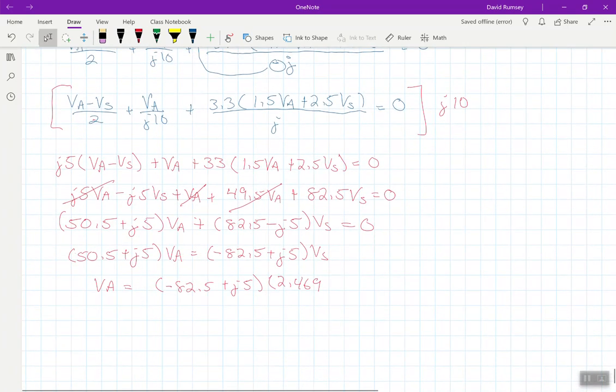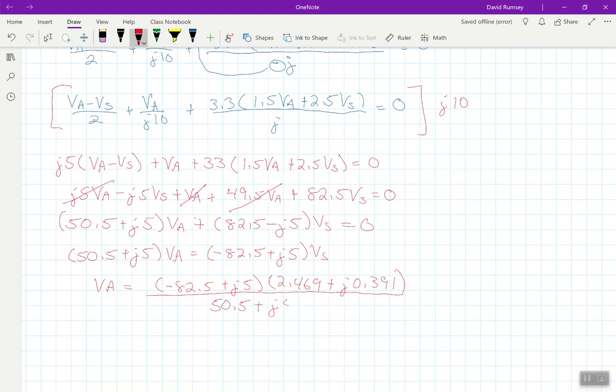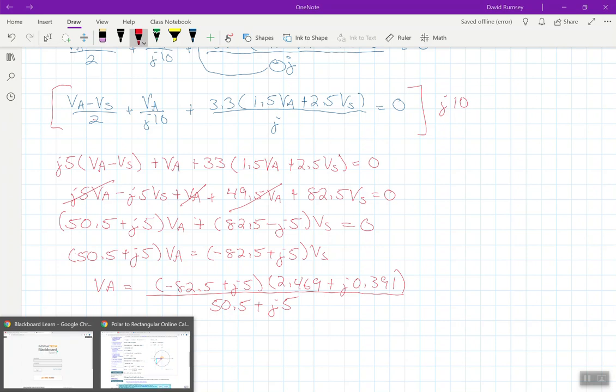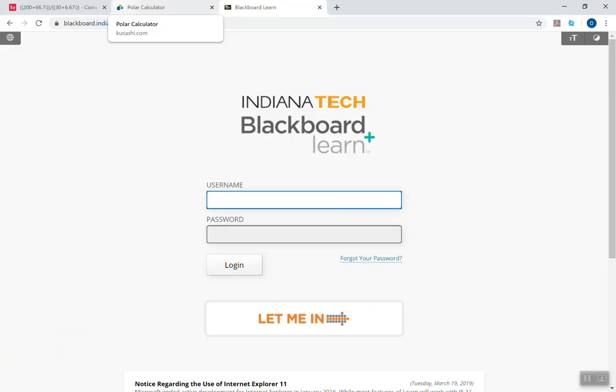plus j.39. And this is all going to be divided by 50.5 plus j5. So yes, there are a lot of complex numbers here that I have to compute out, but that's where I can use my calculator. So let's pull up the calculator again.